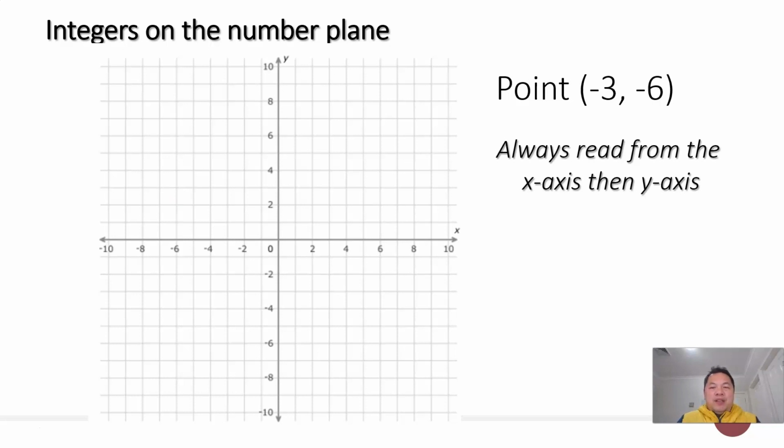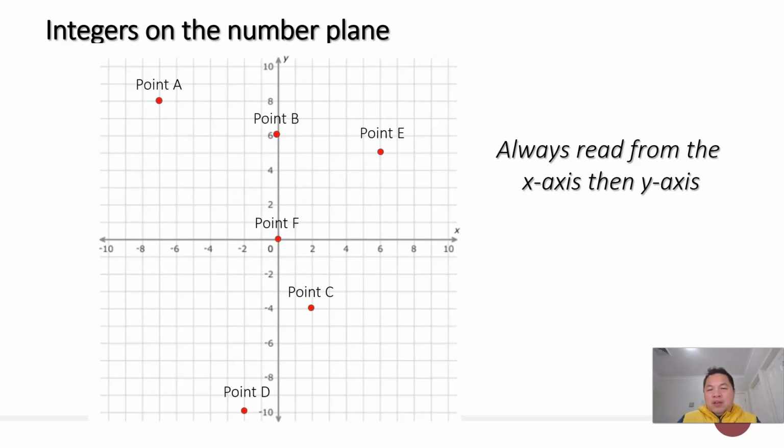Then what about (-3, -6)? Again, look for the x value, minus 3. Then move down another 6 steps. That's how you get (-3, -6). Got it? Yep, let's move on. Where's (10, -8)? Pause the video and check whether you get the same answer as me. 10, then after that, minus 8. Yep, that's the point. That's good.